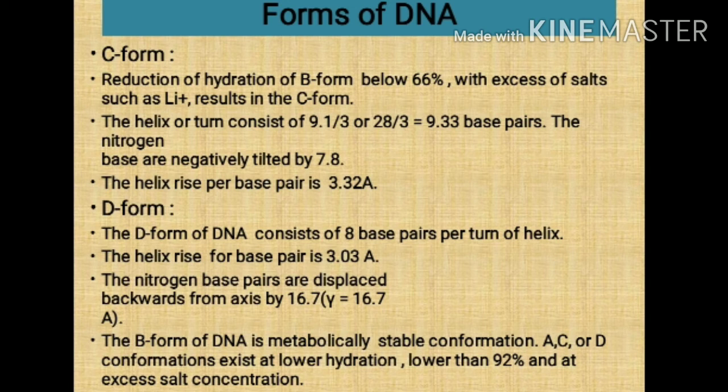D form of DNA consists of 8 base pairs per turn of helix. The helix rise per base pair is 3.03 angstroms. The nitrogen base pairs are displaced backwards from axis by 16.7 degrees. The B form of DNA is metabolically stable conformation, whereas A, C, D conformations exist at lower hydration, lower than 92% humidity, and in presence of excess salt concentration.